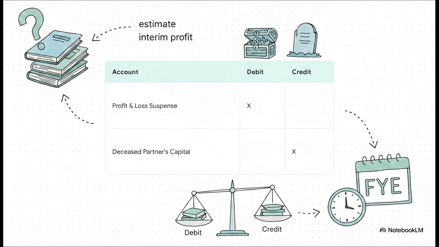Because this interim profit is fundamentally a mid-year estimate, we can't just use the standard profit and loss appropriation account. Instead, we use a placeholder called the profit and loss suspense account. We are literally keeping the books in suspense until year-end. We debit the suspense account and credit the deceased partner's capital account, which ensures their executors get the estimated profit while keeping the firm's current books perfectly balanced.